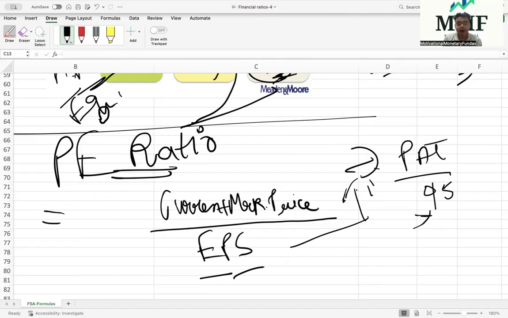Correct? So this price to earning ratio is basically telling you how much we are willing to pay to purchase this company's share, right? I'm telling you the conceptual definition. How much we are willing to pay as an investor for this company's share for $1 worth of earnings of a firm, or simply for 1 rupee of earnings of a firm.